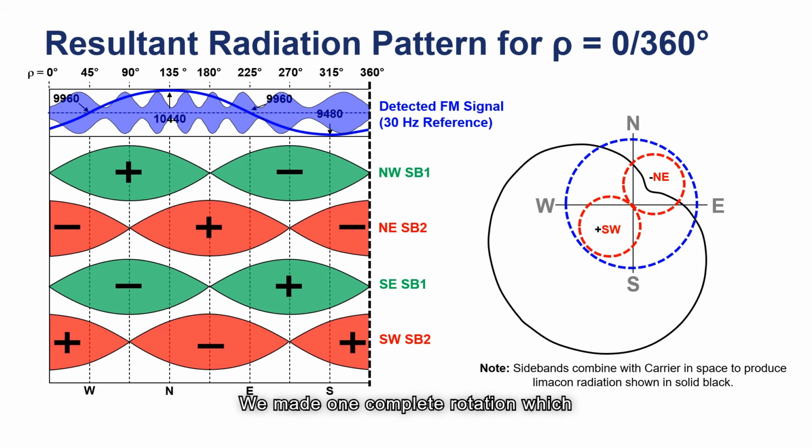We made one complete rotation, which occurs every 33 milliseconds, or 30 revolutions per second. Remember, the reference 9960 plus and minus 480 Hz FM will detect in the aircraft as a 30 Hz sine wave. Also, the variable will be detected in the aircraft as a 30 Hz sine wave, but due to the changing RF signal strength of the rotating limacon pattern, brought about by the sidebands combining with the carrier, also known as space modulation. The depth of space modulation in the VOR is ideally 30%.